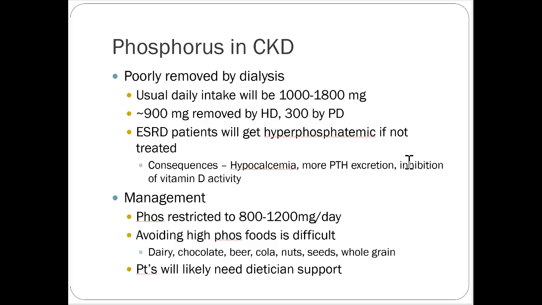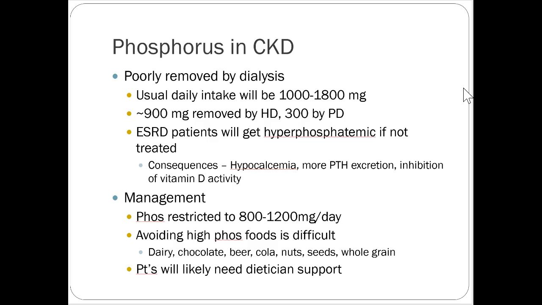Okay, starting with phosphorus, which is poorly removed by dialysis. The problem with that is that phosphorus is present in basically everything we eat in some capacity. So people will generally take in anywhere from 1,000 to 1,800 milligrams of phosphorus a day. If you're on the low end, you might be okay with hemodialysis. But the point is you're going to get a phosphorus excess at some point, depending on your diet. So end-stage renal disease will get there eventually if you don't do anything.